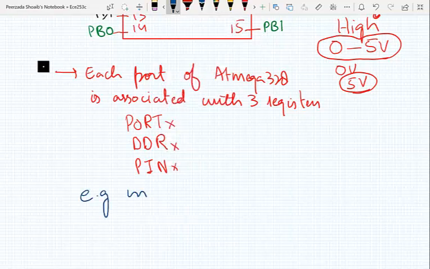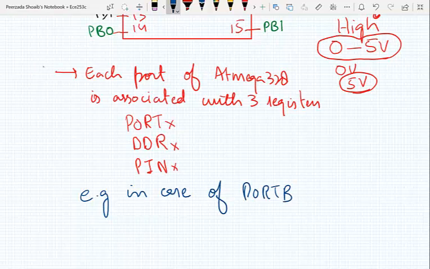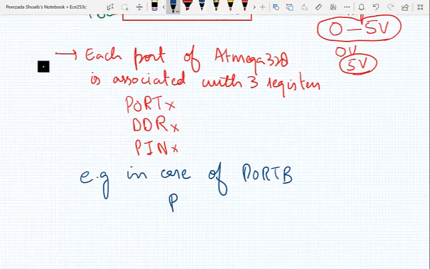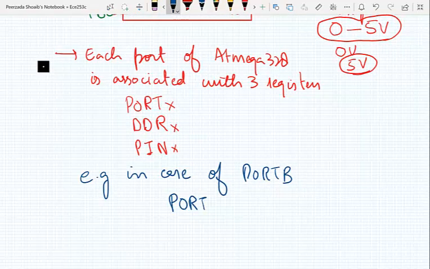in case of port B, the three registers will be port B, DDRB, pin B. And similarly, in case of port C, we will have port C, DDRC, pin C. And in case of port D, we have port D, DDRD, and pin D.